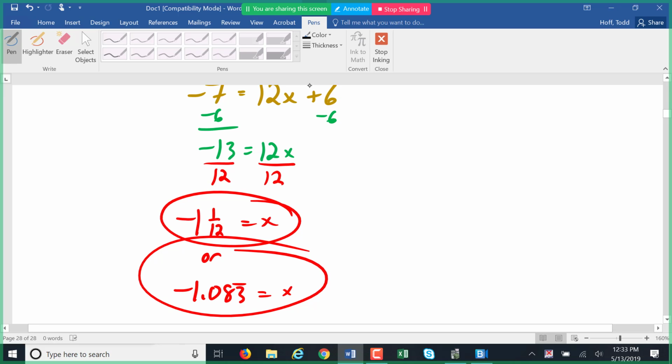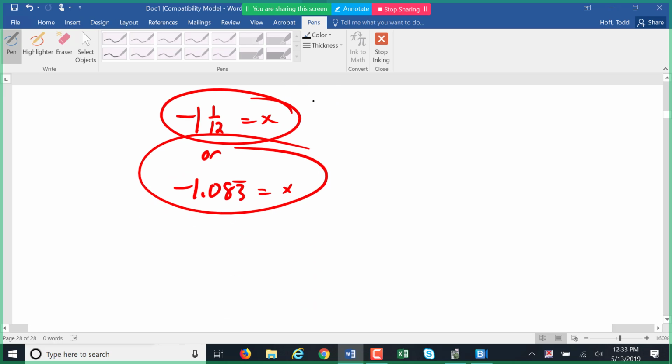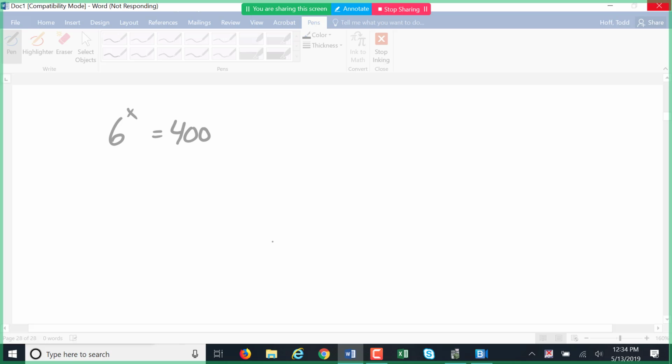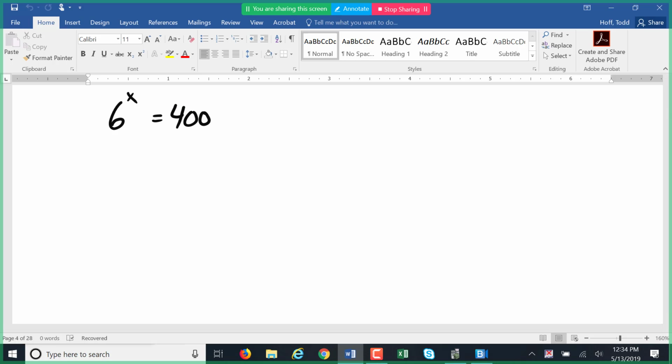The next step, and we looked at this briefly on Wednesday, is what to do when we don't have the same base of an exponent on each side. We might have something like 6 to the power of x equals 400. Well, to solve this, it's the same thing. We'll actually have to calculate the logarithm rather than just canceling things out.